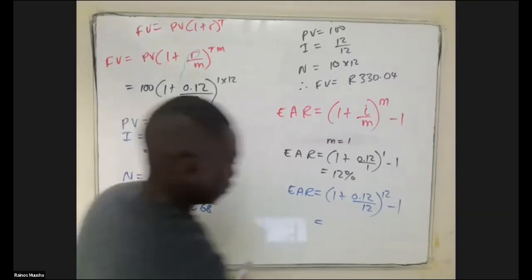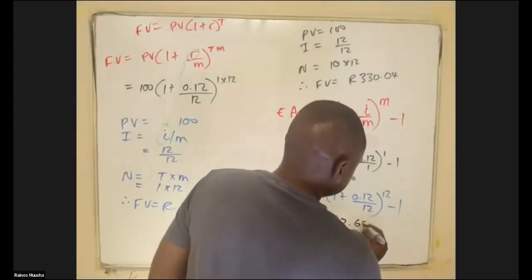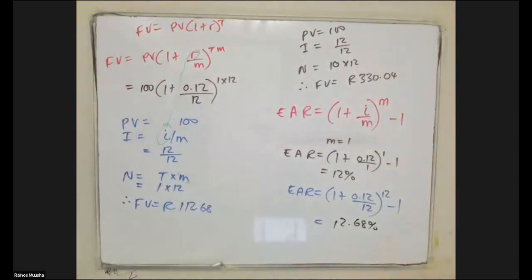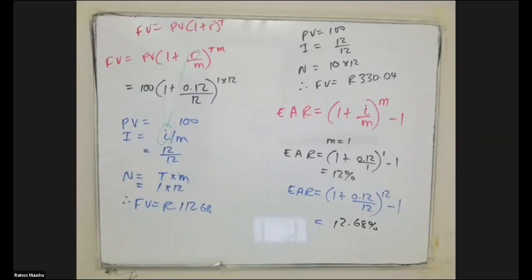It will be 12.68, so 12.68%. Because remember, whatever amount you get there, you multiply that by 100 to make it a percentage. So it gives you 12.68, but as a percentage out of 100, it's going to be 12.68%.